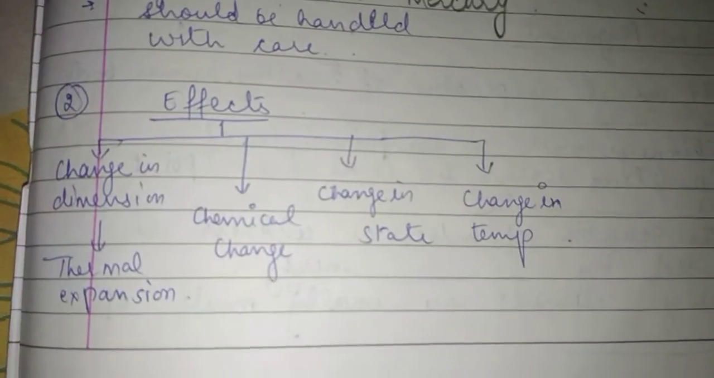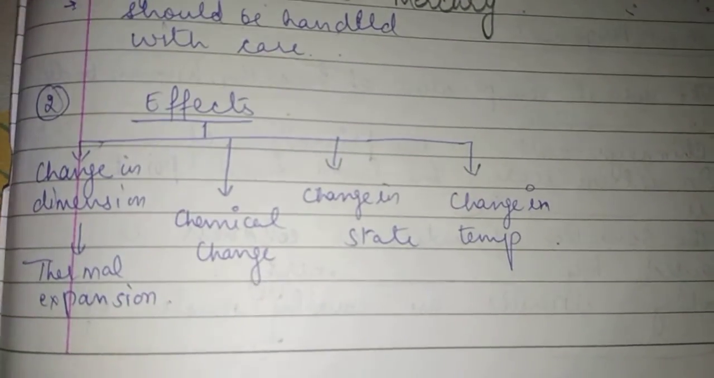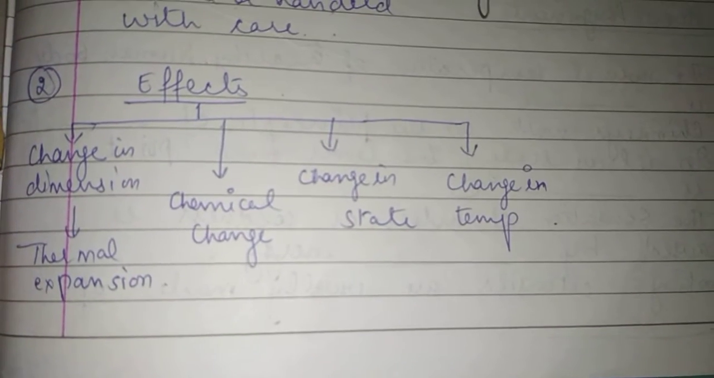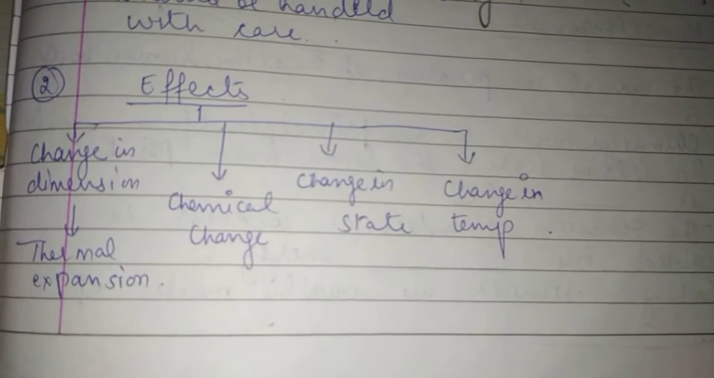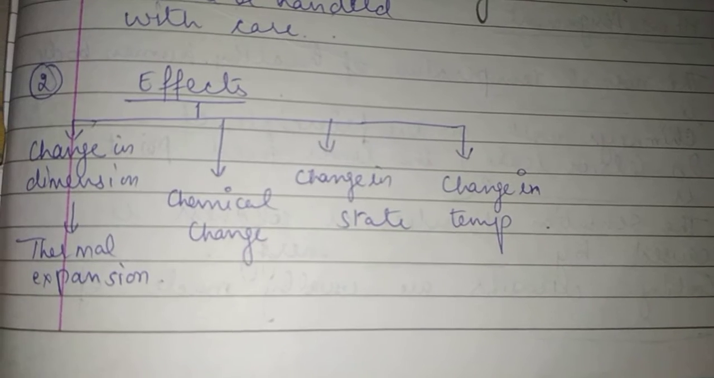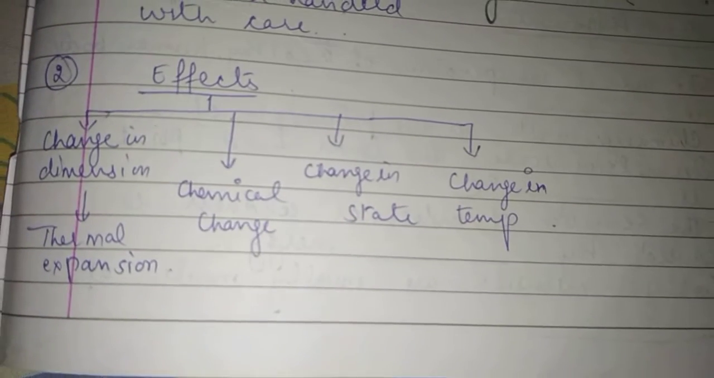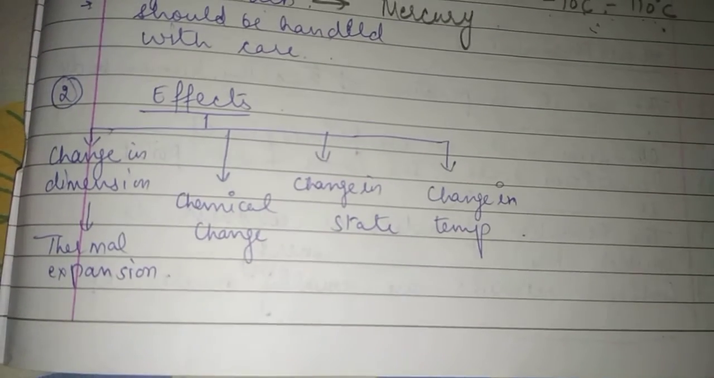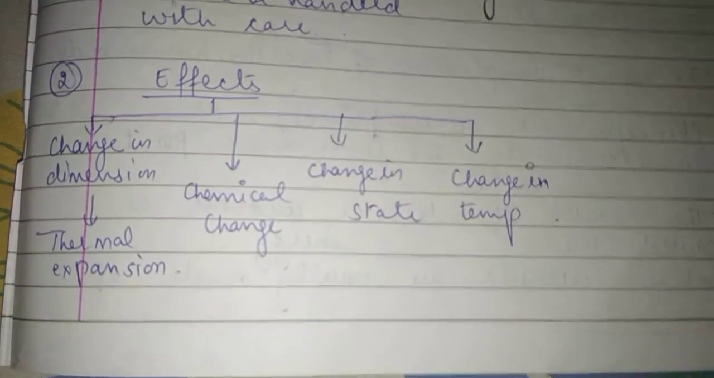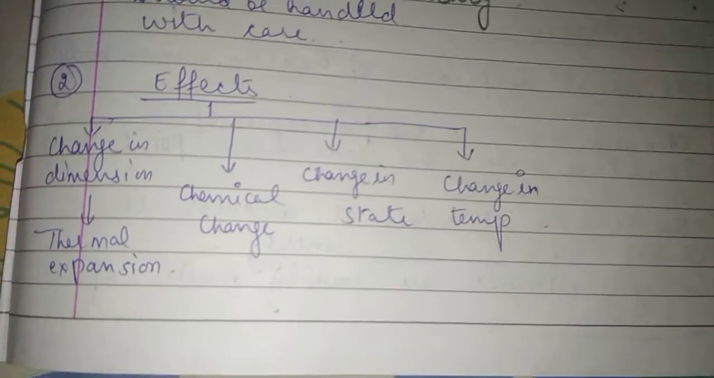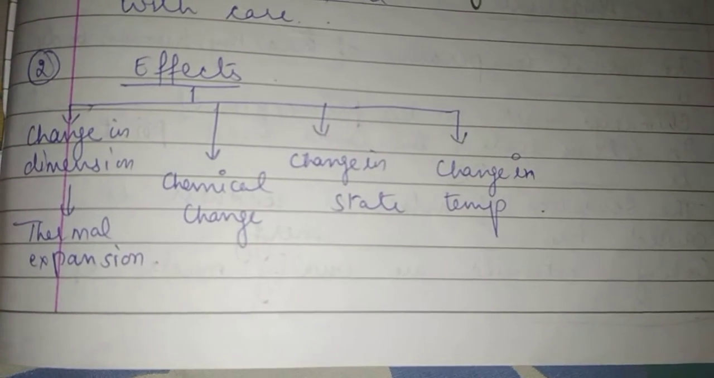Now the second part of this chapter is the effects of heat. Heat is a form of energy, I already told you. So what are the main effects of heat? First, heat changes the dimensions, like thermal expansion. Second is chemical changes. Heat gives rise to chemical changes.